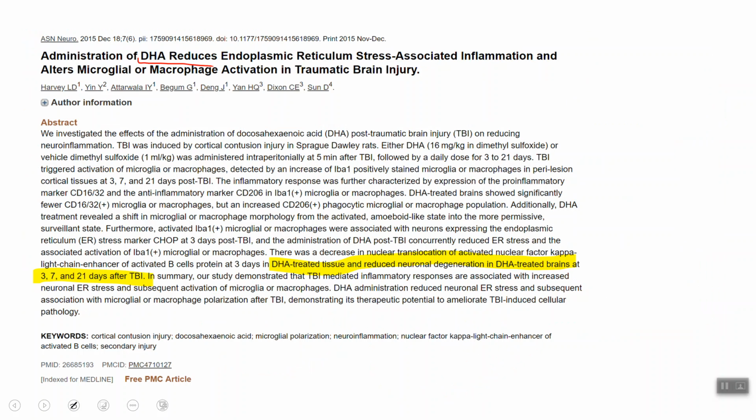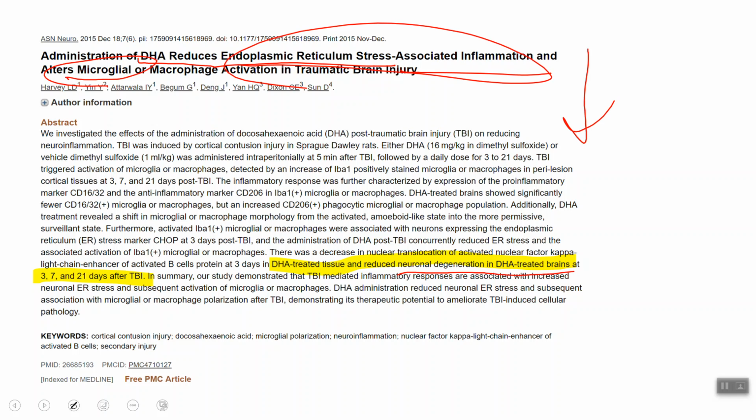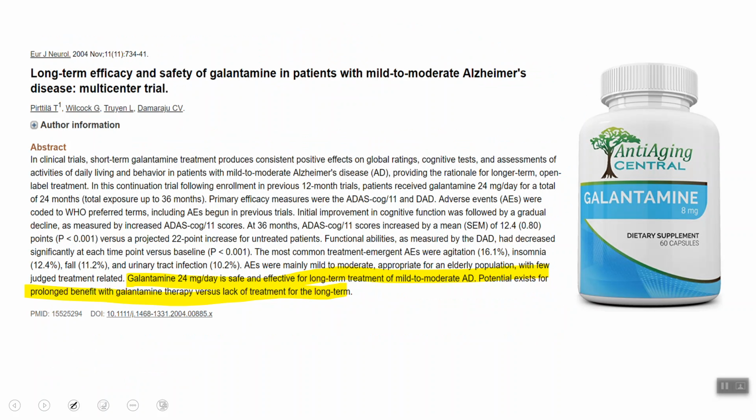Here we go. DHA reduces endoplasmic reticulum stress associated with inflammation. So what does it do? It alters your, remember that microglia? It alters your brain chemistry, your inflammation in your brain. It decreases inflammation in your brain by this big term right there, okay? So DHA treated tissue showed reduced neuronal degeneration in DHA treated brains at 3 days, 7 days, and 20 days later of traumatic brain injury. So DHA reduces inflammation and supports your brain. That's a research fact.